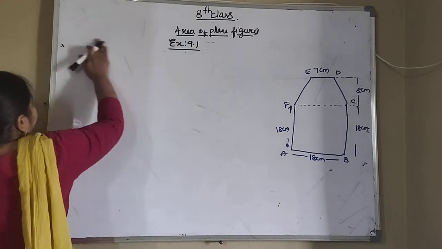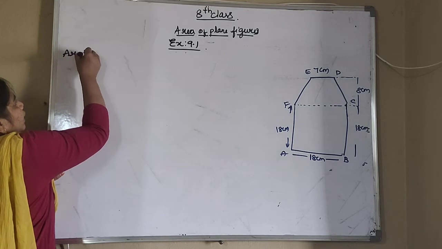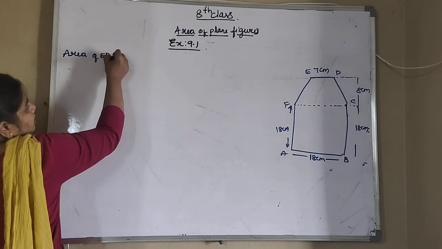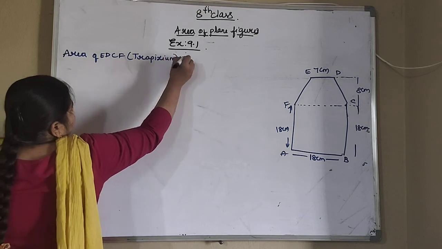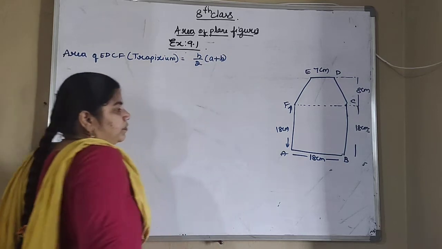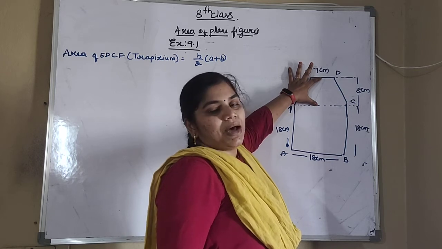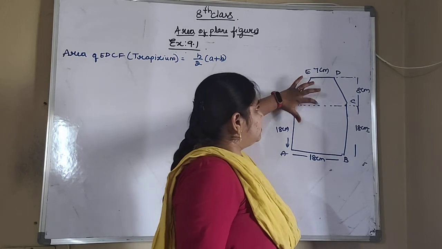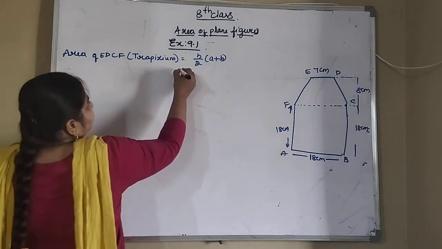Okay, so first what do we have to find? We have to find the area of a trapezium here. I am taking it in the form of alphabets, that is E, D, C, F, which is in the form of a trapezium. The area of a trapezium formula is h by 2 into (A plus B). H is the height value and A plus B is the sum of the two parallel lines. So this is the A value and this is the B value, because these two are the parallel lines of the trapezium.